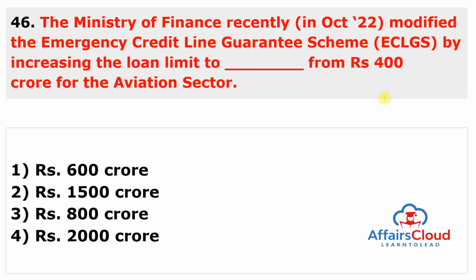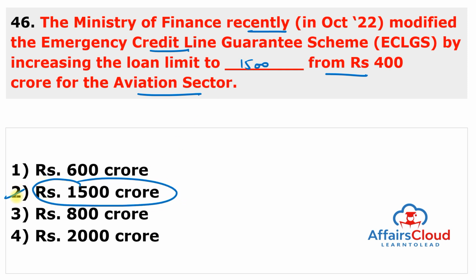Moving to next question. The Ministry of Finance recently modified the emergency credit line guarantee scheme by increasing the loan limit to dash from rupees 400 crore for the aviation sector. So now it is increased to 1500 crore rupees. So answer of this question is second.